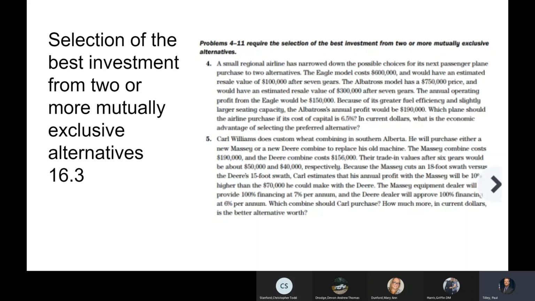What we're going to do is do both of that, and then we're going to compare the net effect of revenue inflow and outflow for each one and make a decision based on that. The cost of capital for both planes is 6.5%. So in current dollars, what's the economic advantage of selecting the preferred alternative? So take 10 minutes or 15 minutes or so and take a look at that problem, if you would.